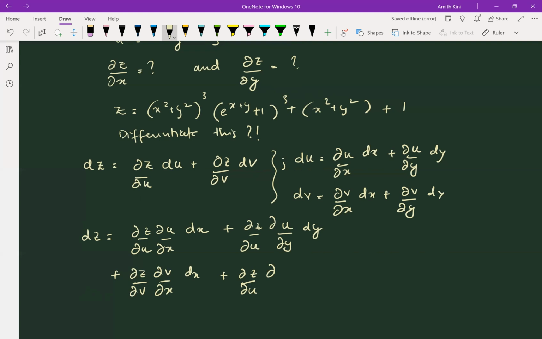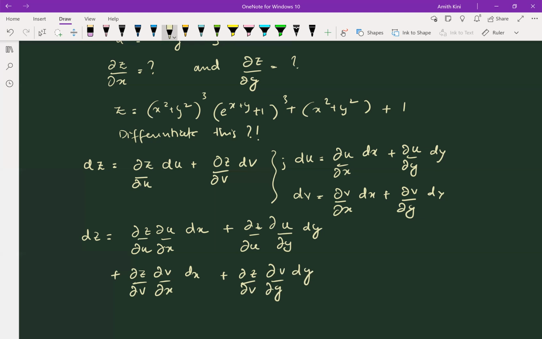plus del z by del v times del v by del y dy. Nothing very fancy I have done. Basically I wrote the differentials for all the three quantities in terms of their direct variables, and then substituted these two here.